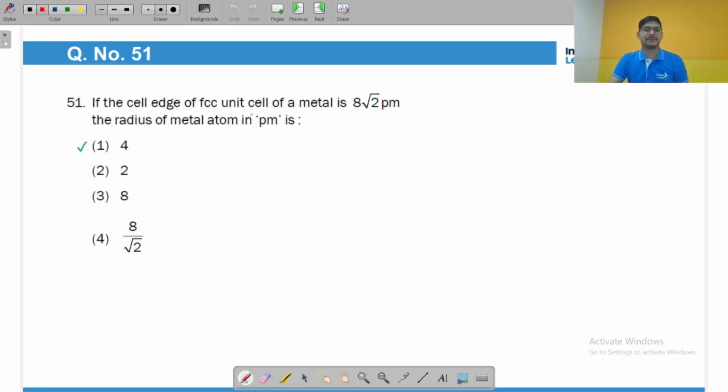If the cell edge of an FCC unit cell of a metal is 8√2 picometer, the radius of the metal atom in picometer is? Now, for a face-centered cubic unit cell, the face diagonal, which is √2a, is also equal to 4r, because one particle is at the face center and two particles are at the corners, right? So √2a is equal to 4r. You substitute the value of a, the edge length, and then you find out the value of the radius. That will come out to be 4 picometer.